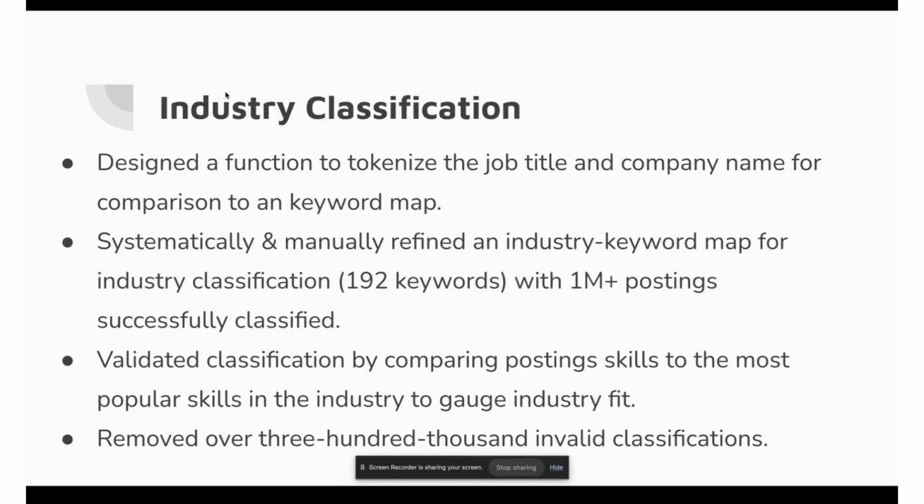Industry classification. Firstly, I designed a function to tokenize the job title and company name for comparison to any keyword map. I then systematically and manually refined an industry keyword map for industry classification that ended up being 192 keywords and classifying over 1 million postings successfully. I then validated this classification by comparing postings' skills to the most popular skills in the industry to gauge industry fit. I then removed over 300,000 invalid classifications for being a poor industry fit.